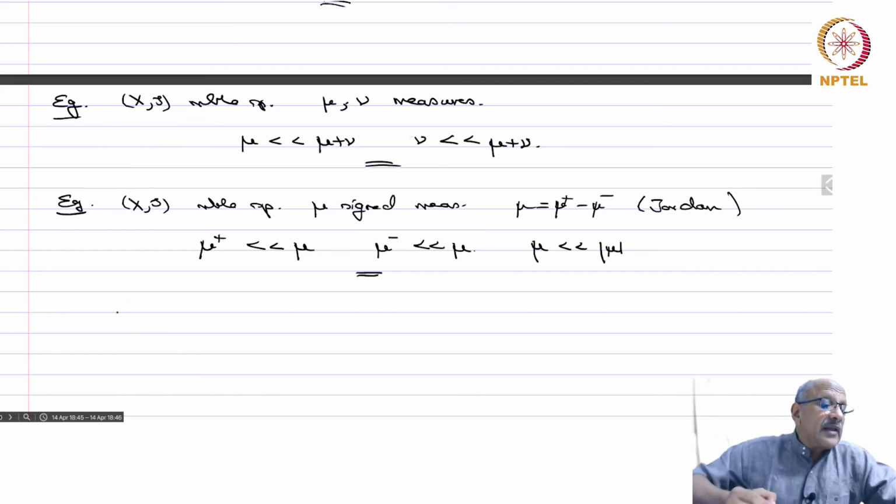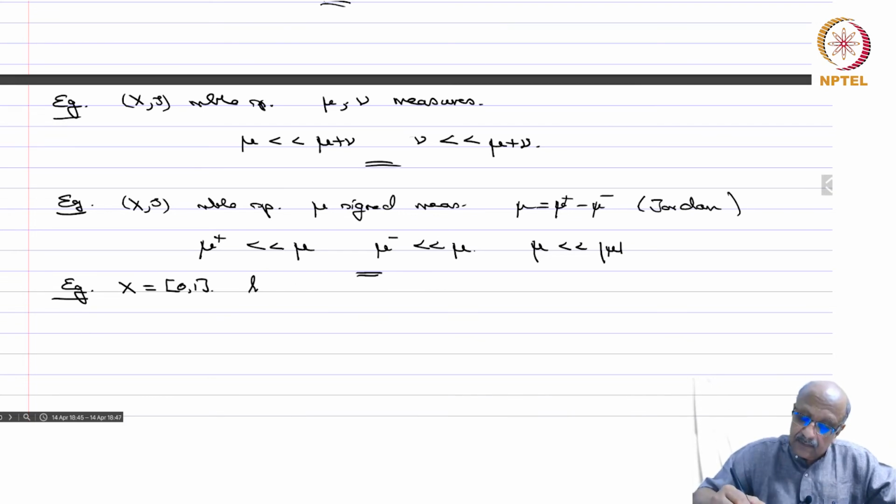So now a slightly different example, which tells you more about this definition. X equals [0, 1], with Lebesgue measure.